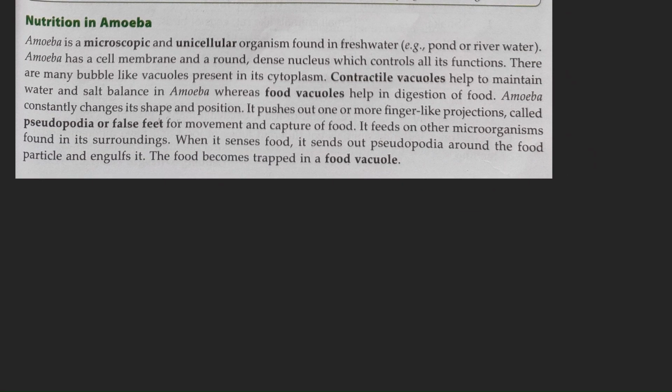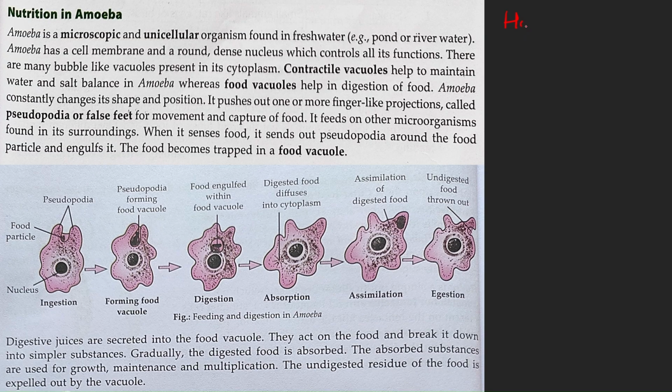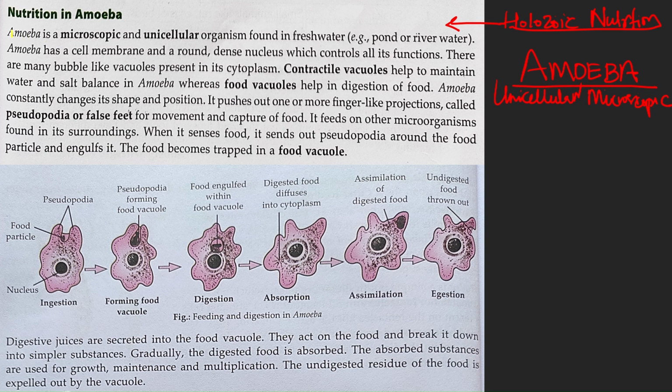Next, unicellular organisms: Holozoic nutrition is explained in detail with a unicellular microscopic organism called amoeba. Amoeba is a microscopic and unicellular microorganism found in fresh water, for example pond or river water. Amoeba has a cell membrane and a round dense nucleus which controls all its functions. So this is the nucleus.